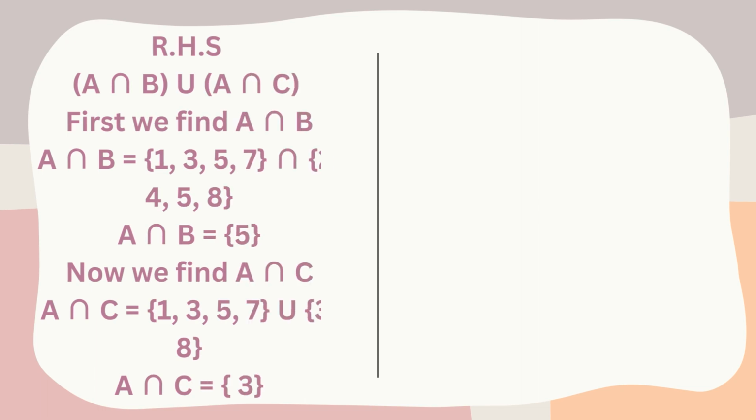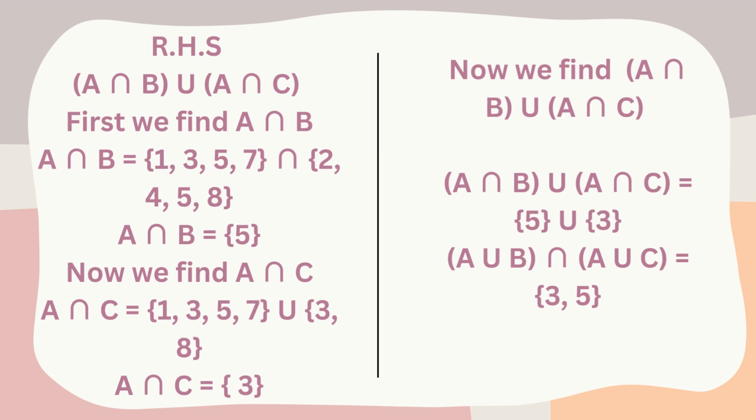Now we move on to the right hand side. We find A intersection B, which is element 5. A intersection C would be element 3. And once you find the union between the two intersecting or shared elements, they amount to 3 and 5. So hence, the distributive law of intersection over union is also verified.